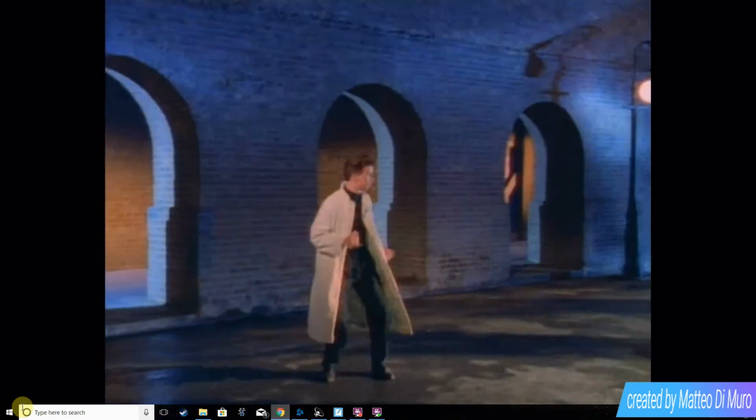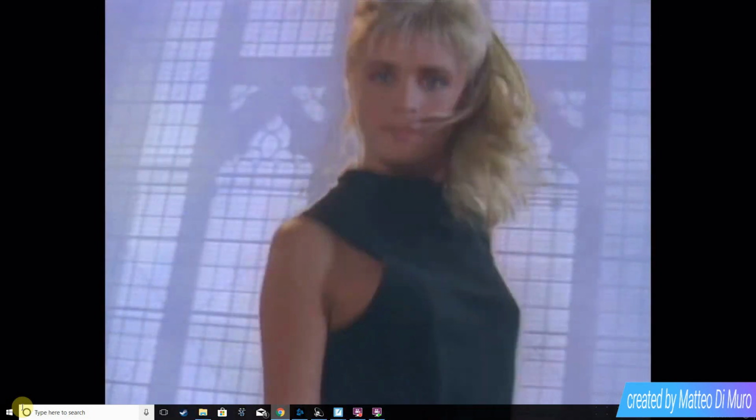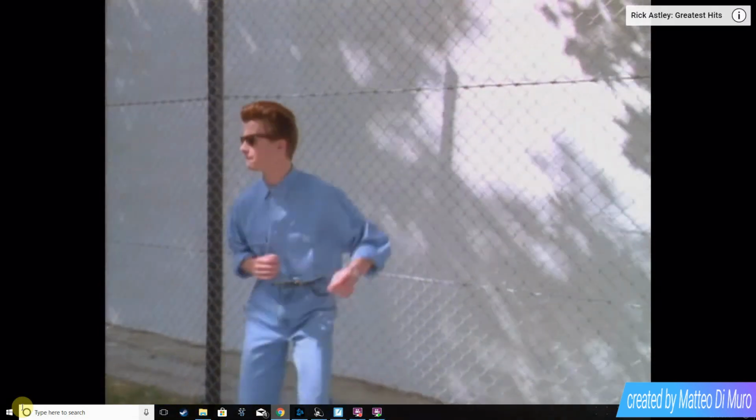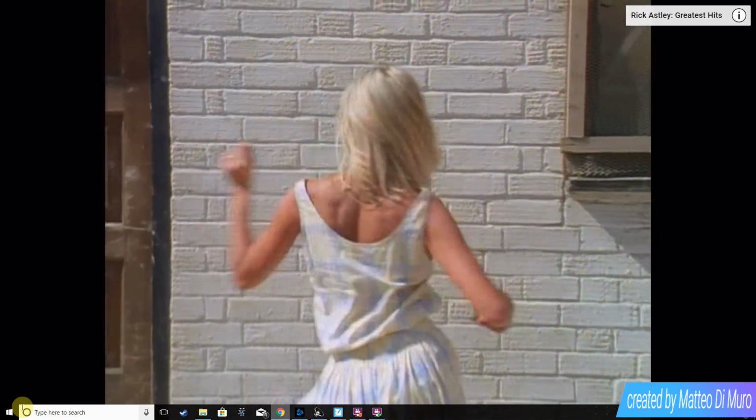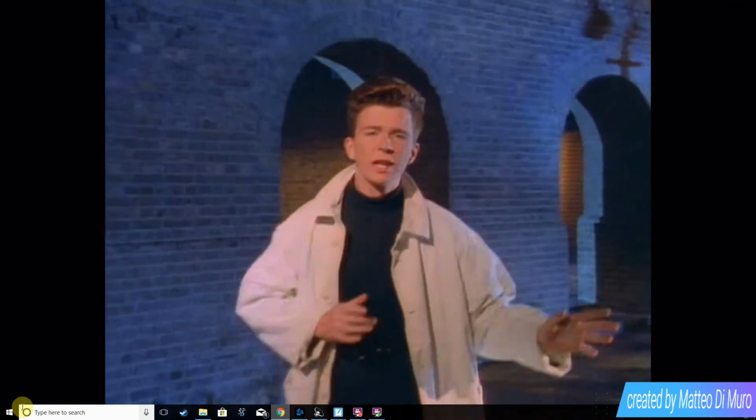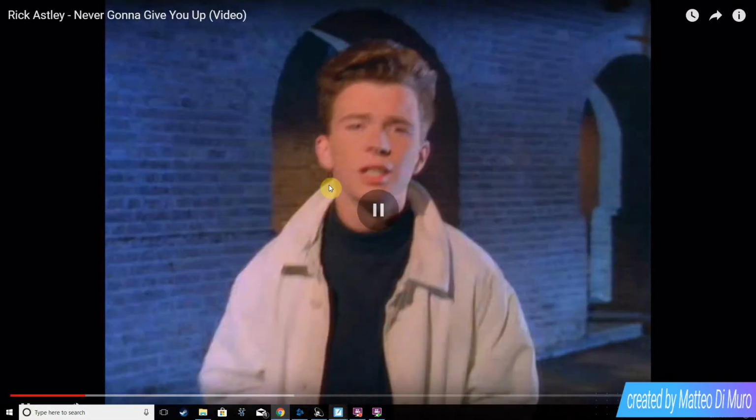Not sure what this is. Man dancing in trench coat. Woman, glasses, or dancing. No idea what's happening. We're no strangers to love.